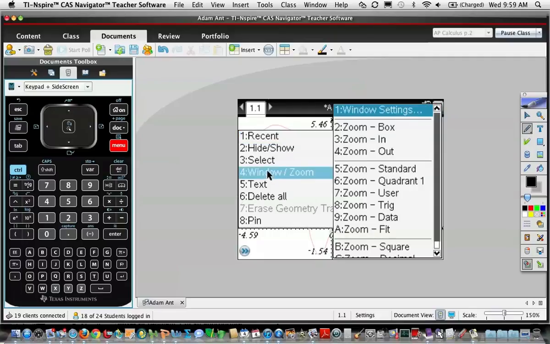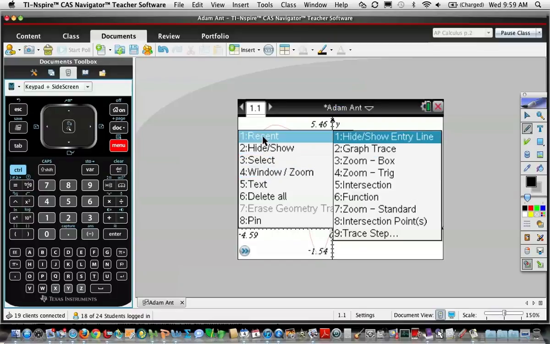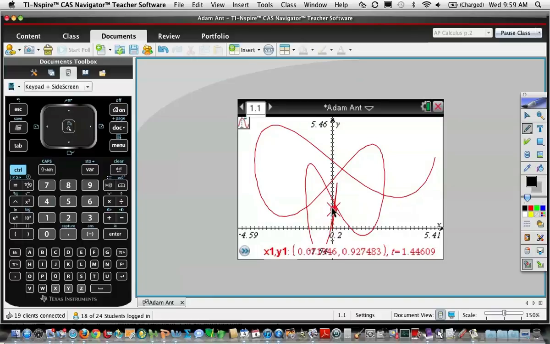And you can go to your window settings. The one I liked was recent. Like if you're tracing or doing some things, instead of having to go into that menu, I can just come in here to recent. And for example, I can go to Graph Trace.